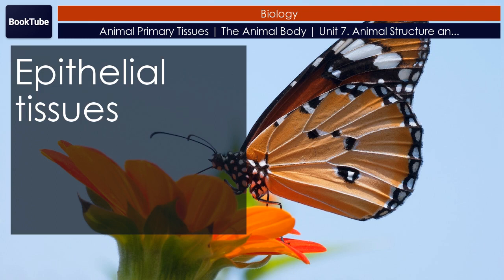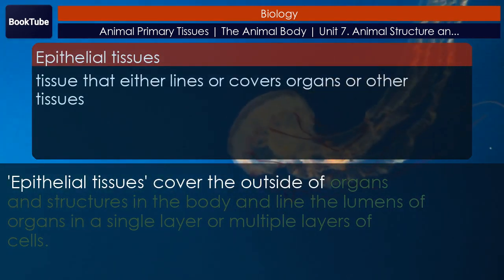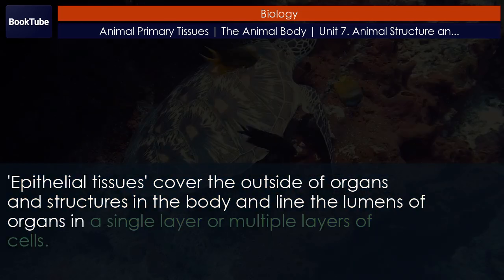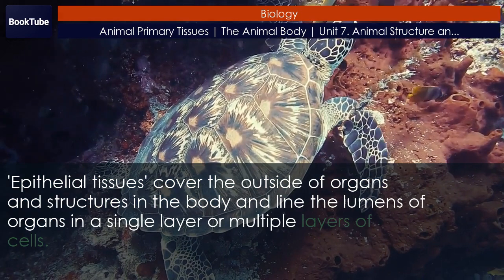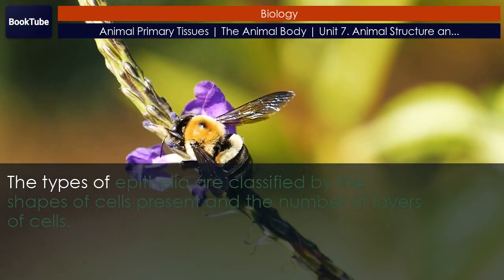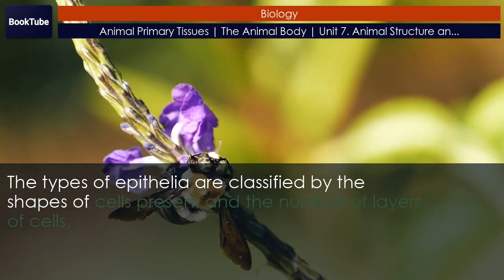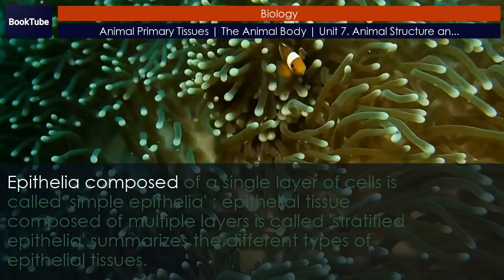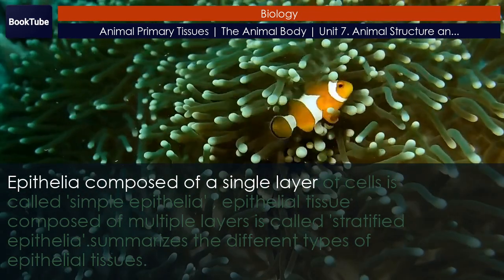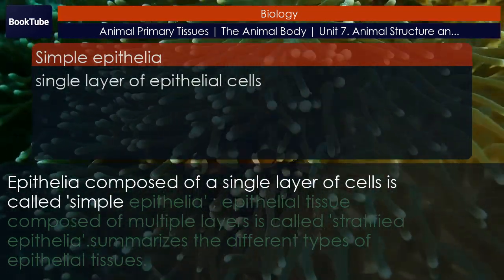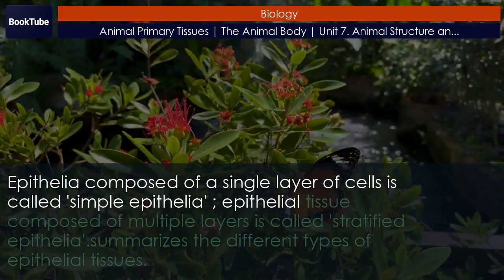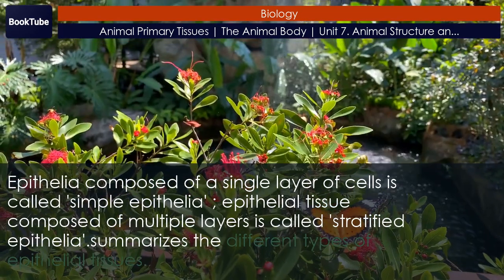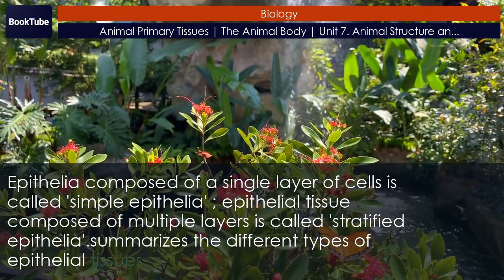Epithelial tissues. Epithelial tissues cover the outside of organs and structures in the body and line the lumens of organs in a single layer or multiple layers of cells. The types of epithelia are classified by the shapes of cells present and the number of layers of cells. Epithelia composed of a single layer of cells is called simple epithelia. Epithelial tissue composed of multiple layers is called stratified epithelia. Summarizes the different types of epithelial tissues.